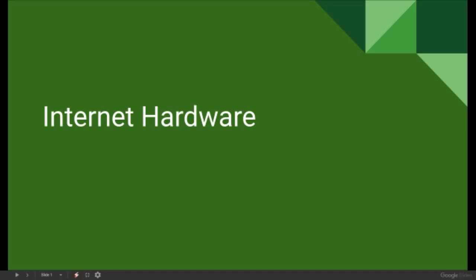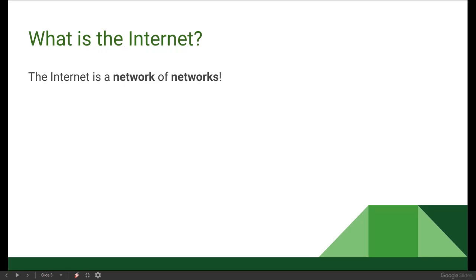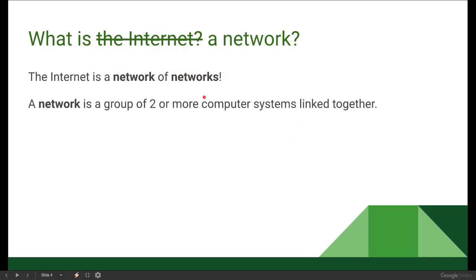All right, so today we are discussing internet hardware. So how the internet actually communicates. The internet is a network of networks. It is a large connection of a whole bunch of networks. Now the question that arises out of this is, what is a network?